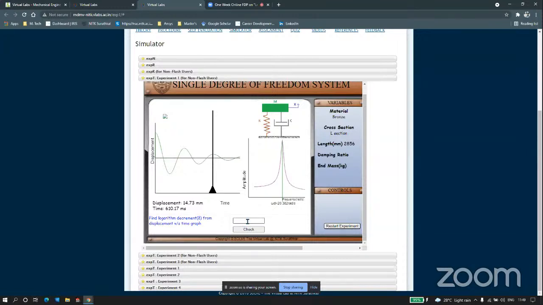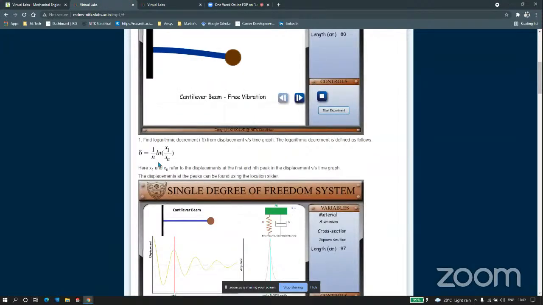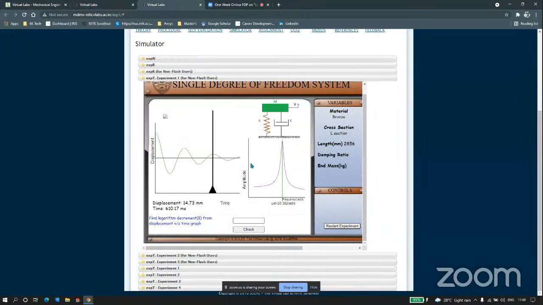Even the audience can answer the question. By using this formula, 1 by n ln x1 by xn, the first peak is around 38 and the second peak is around 14. The number of peaks is 1. So here I'll get the value. Sorry.